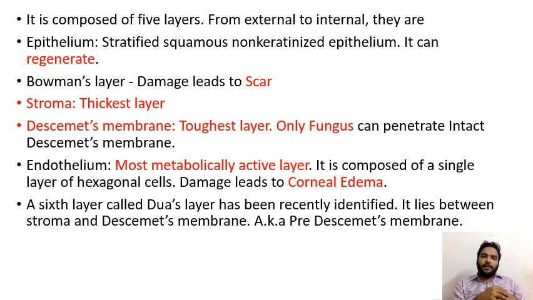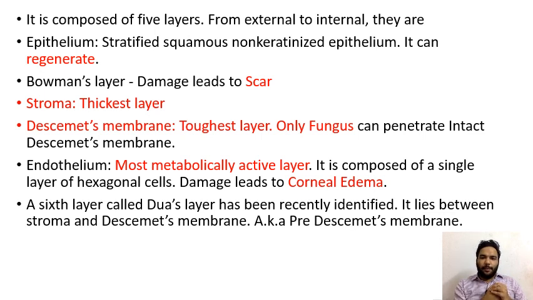And then the next layer is endothelium. It's very important as the most metabolically active layer. It is composed of a single layer of hexagonal cells. Damage leads to corneal edema. The endothelium acts as a pump in order to push the aqueous out of the cornea.